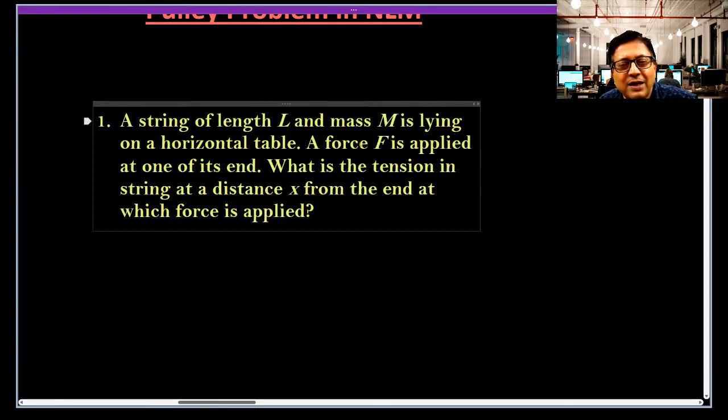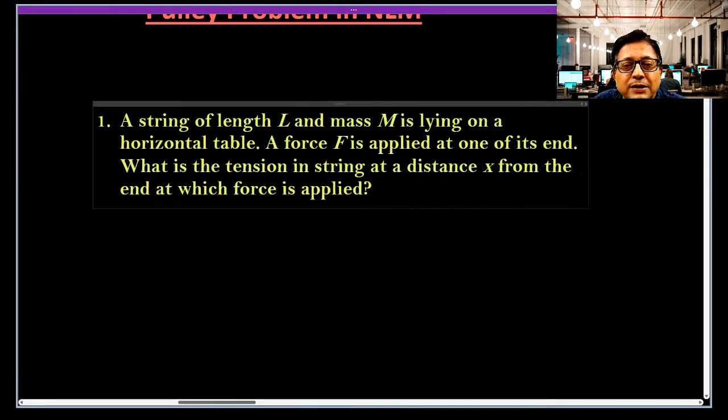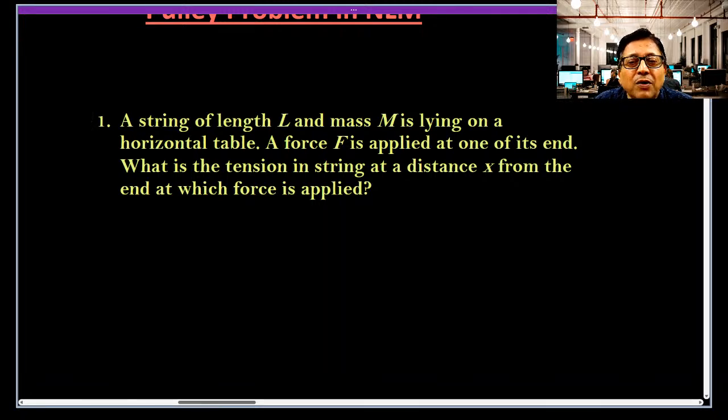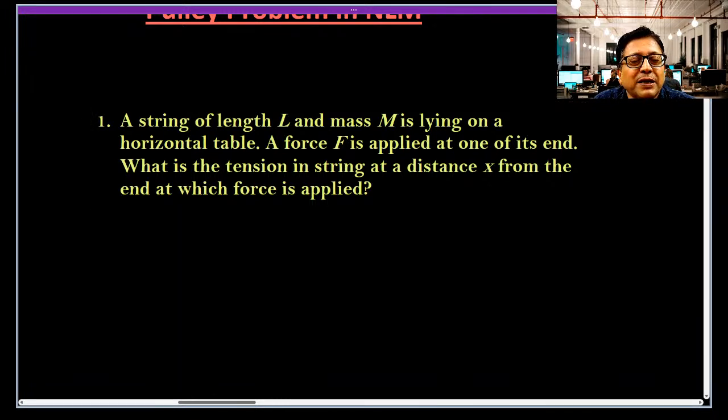A string of length L and mass M is lying on a horizontal table. A force F is applied at one end of it. This is a string; in pulley problems also we use strings. What is the tension in the string at a distance x from the end at which the force is applied?